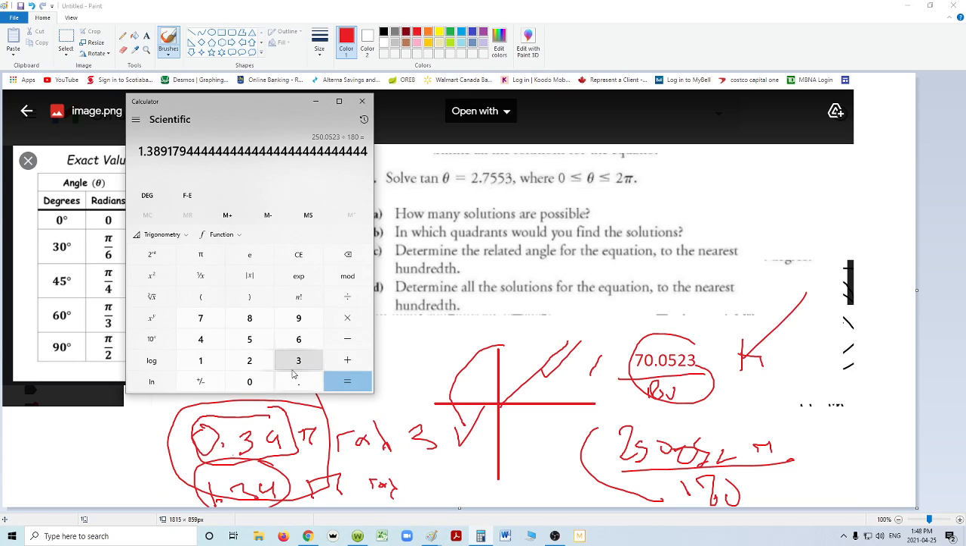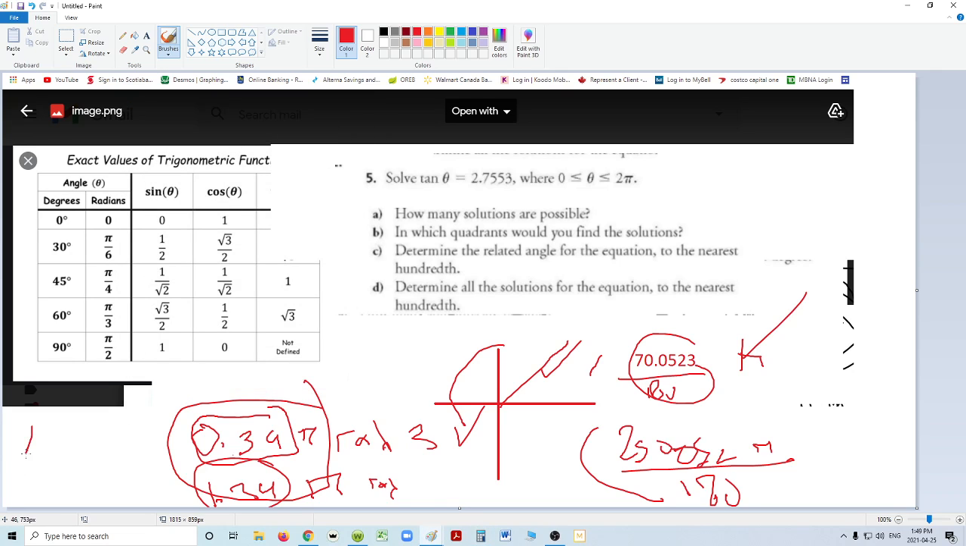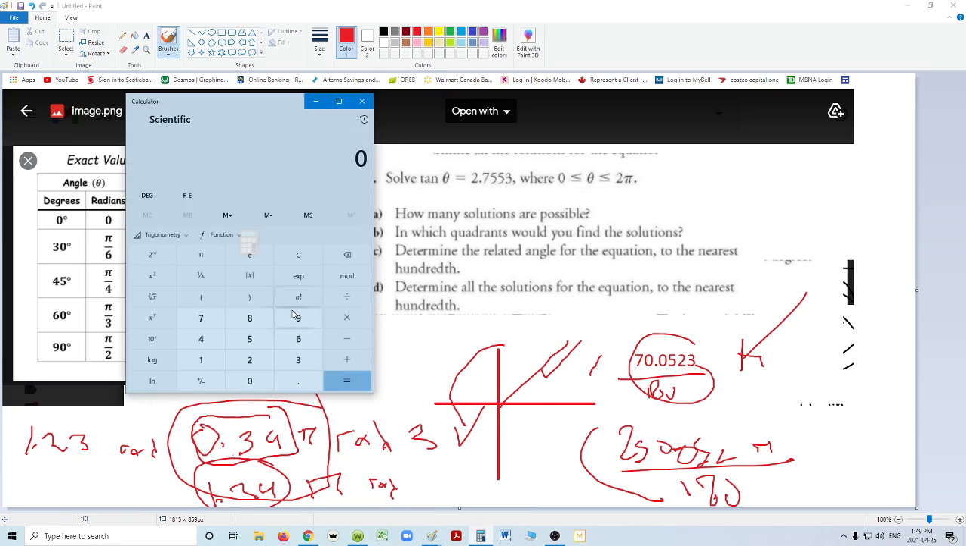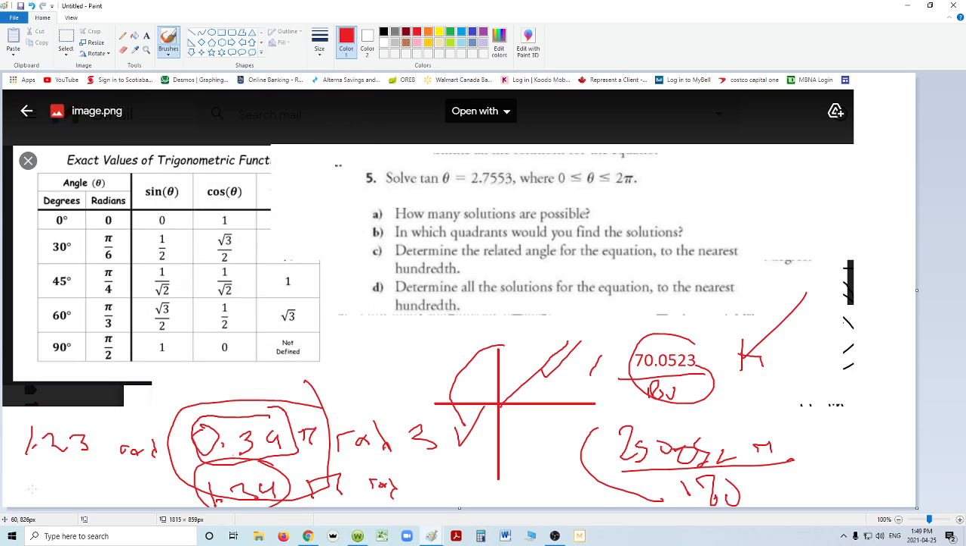But you can also take this 0.39 and multiply it by pi. And the actual radians is 1.23 radians. 1.23 radians without a pi, which is the first answer. And the second answer, 1.39 times pi, is 4.37 radians. 4.37 radians. This is the numeric version, and this is the pi version, but these are the same radian measurements.